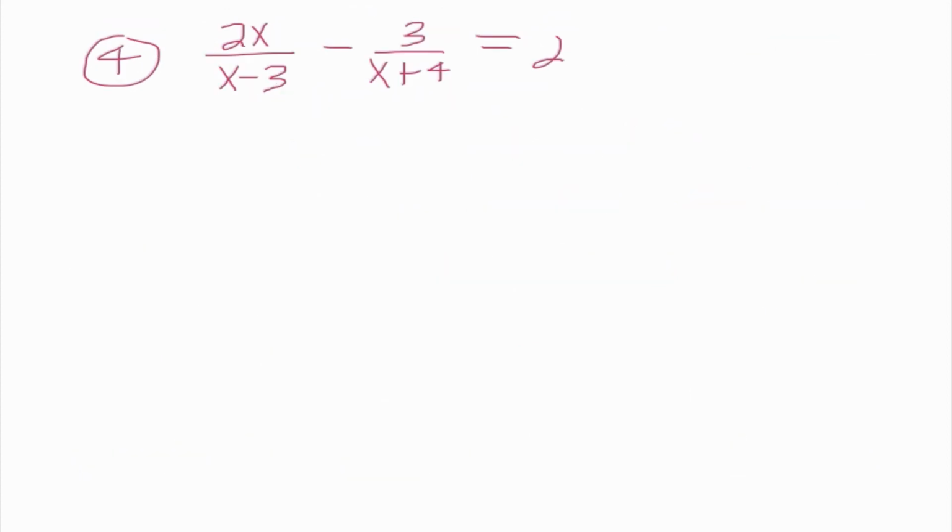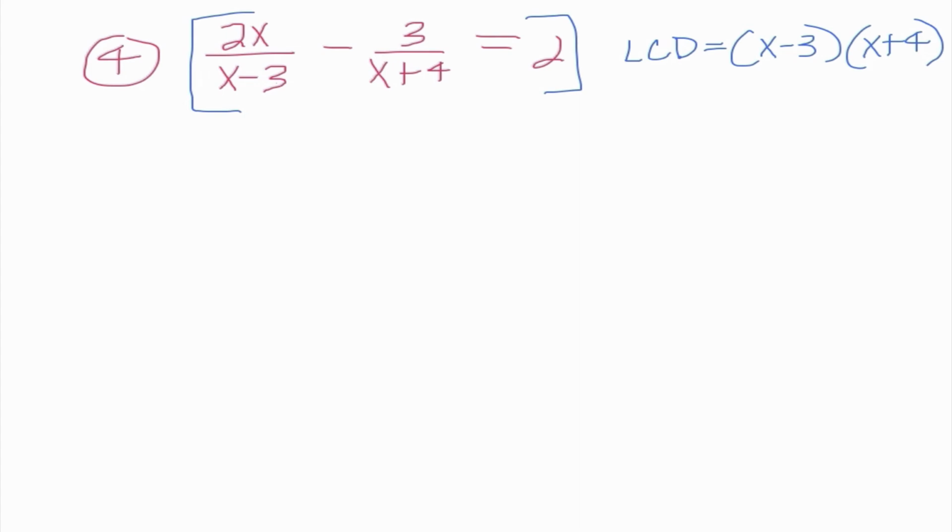And our last example of the day, hooray, we're going to go ahead and once again I noticed that we have fractions. So just like we talked about earlier, I want to figure out what is our LCD. And in this case, for our LCD, I believe it's going to be x minus 3 times x plus 4. So I'm going to multiply everything here by x minus 3 times x plus 4 over 1.